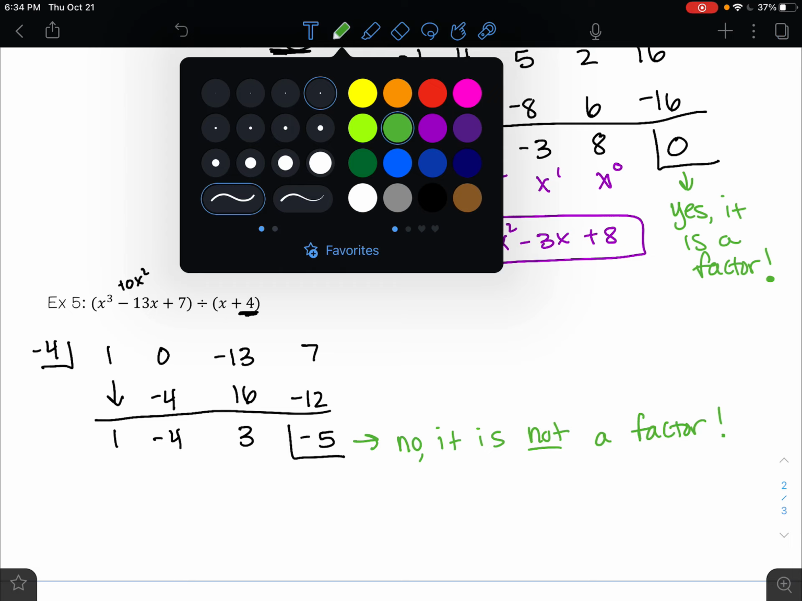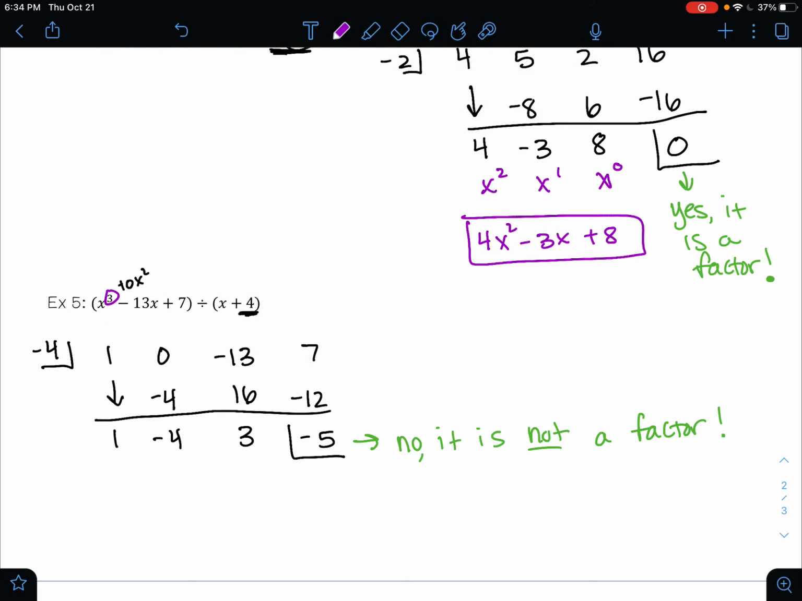I started with x cubed, so this is going to be the coefficient of x squared, x to the first, and x to the 0th power. Remember, this is your remainder. So my answer is going to be 1x squared, so that's just x squared, minus 4x plus 3. And then you want to include your remainder, so minus 5. And remember, you always take your remainder and put it over your divisor. So that's going to be divided by x plus 4. This is my answer.